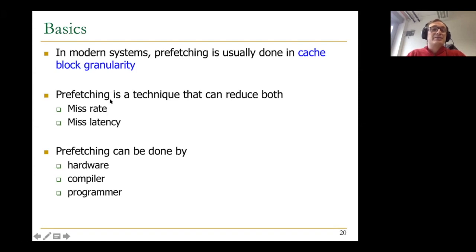Okay, this also gives you an idea of how caches are so well integrated into the systems. People are thinking about cache blocks as opposed to individual bytes, for example. Prefetching is a technique that can reduce both cache miss rate and cache miss latency, again, from the processor cache perspective. And it can be done by hardware, compiler, or programmer, basically hardware or software, or in a cooperative manner, as we will also discuss.